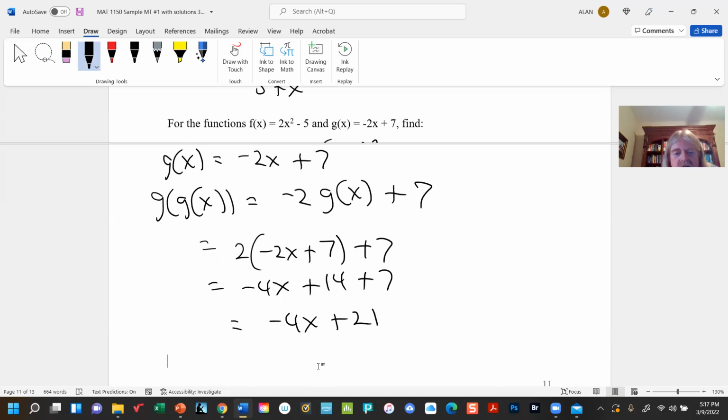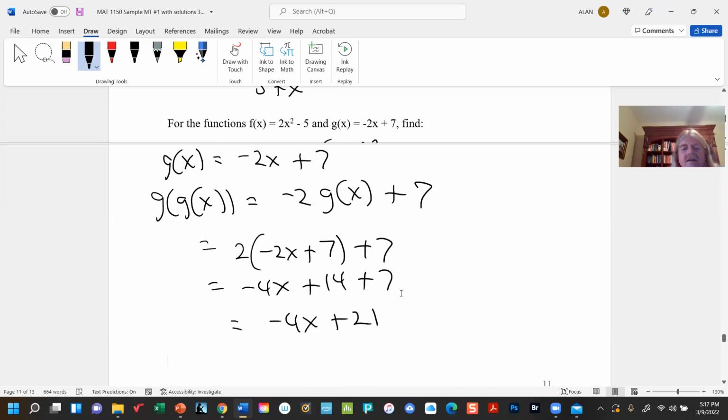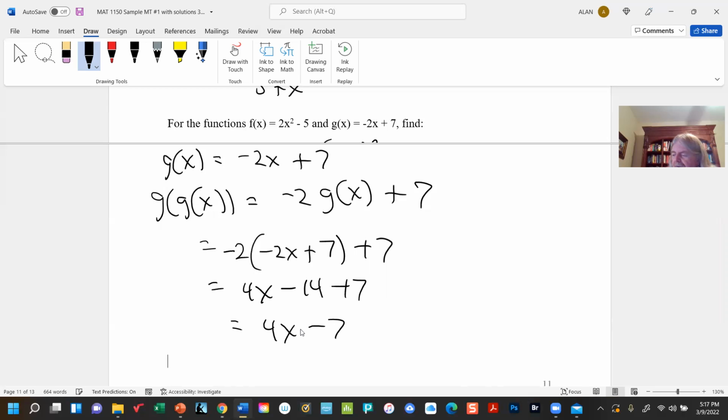I think, wait, did I do this right? No, sorry. You know what I just realized? This was a negative. I knew something was wrong. Let's try that again. That's better. Minus 4x minus 14 plus 7, minus 4x minus 7. Much better. Okay, fantastic.